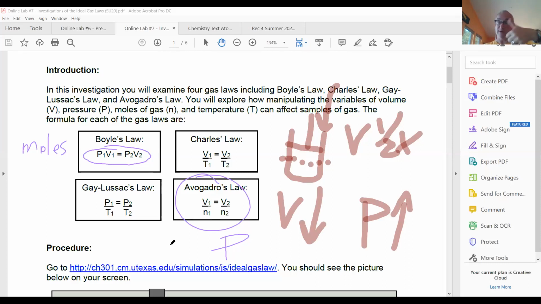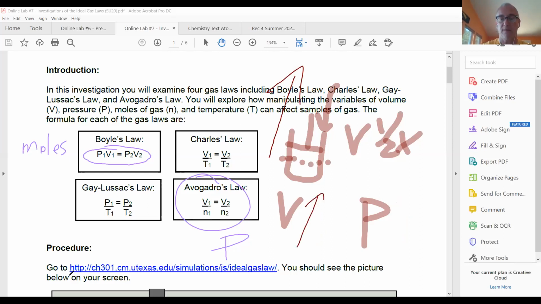The same is true if I do it in reverse. What happens when, instead of squeezing the piston in, I pull it out, so that my volume goes up? What's going to happen to the pressure this time? Lower pressure. Exactly. It goes down. So if I let the piston go the other direction, if I pull it out, now my volume goes up, now my pressure goes down.